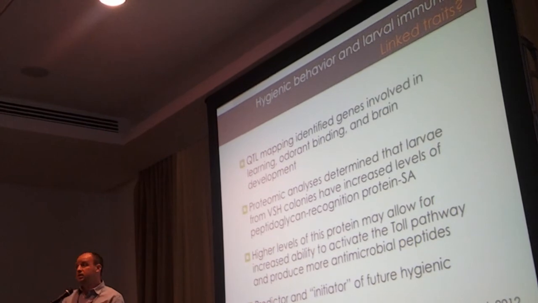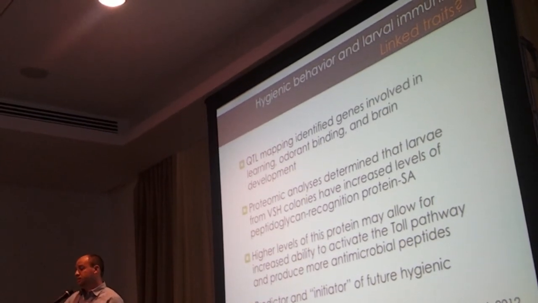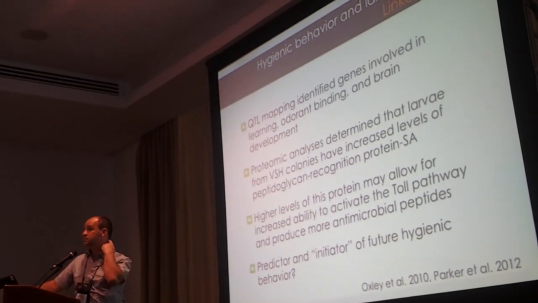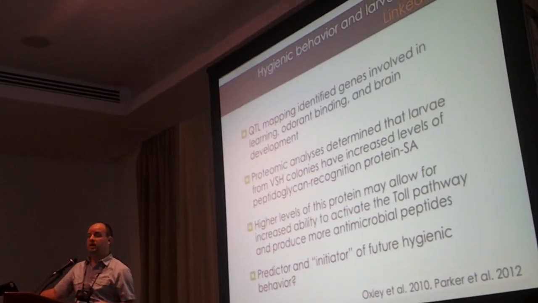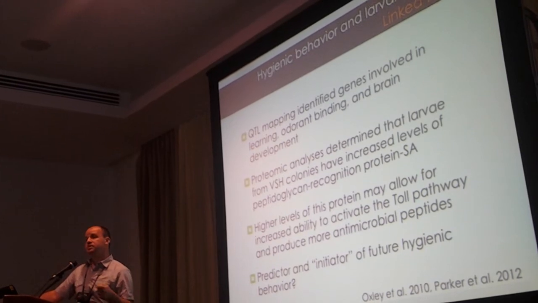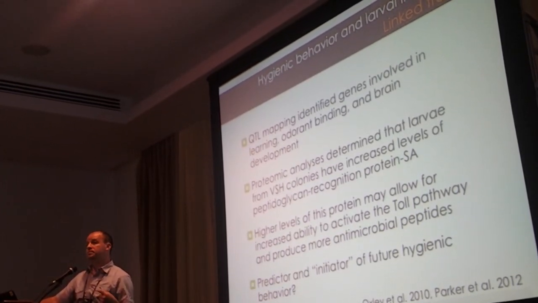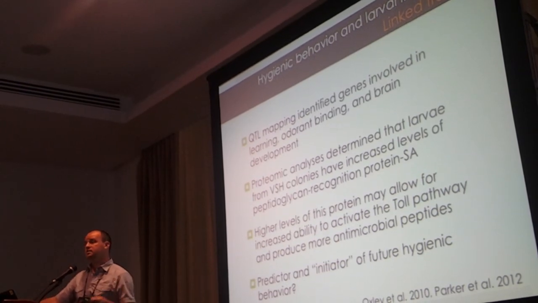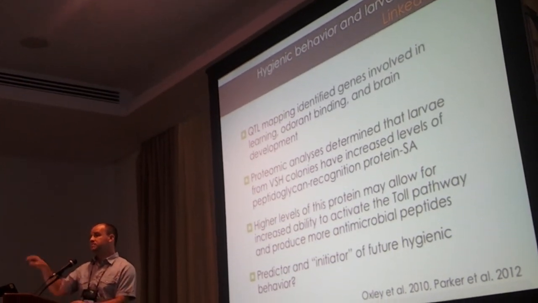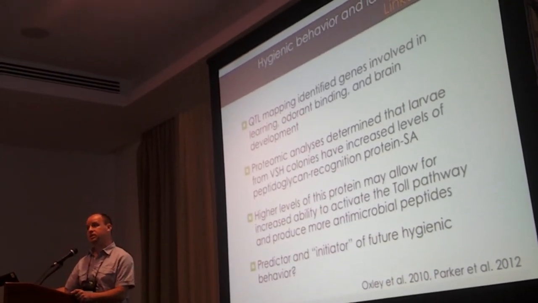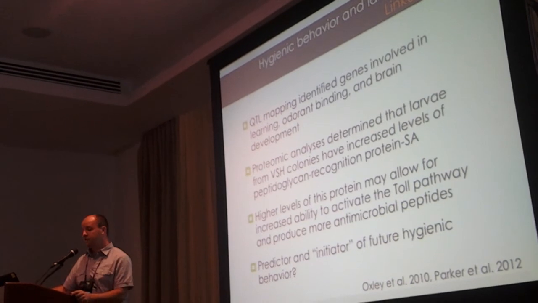And really the question here then is, are they latent traits? What's going on here? There has been some QTL mapping done for hygienic behavior, but most of those genes identified are involved in odor binding and olfactory processing, because those hygienic bees are able to smell sick larvae. So there wasn't anything totally suggestive there in terms of immune pathways.